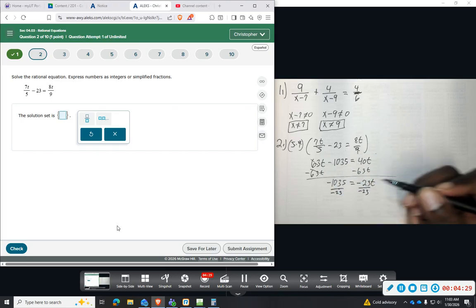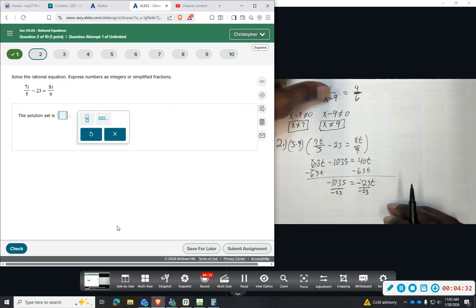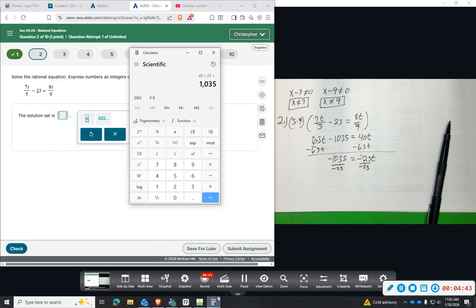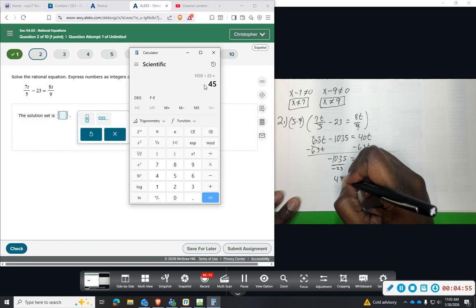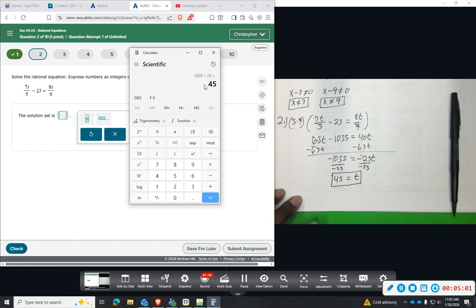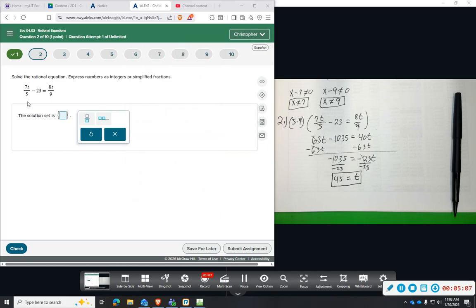Negative divided by negative is positive, and so I'll see if this will reduce. Maybe it's whole. If not, I'll just leave it in fraction form, but I do know it'll at least be positive. So we're going to try this 1,035, divide by 23, and that gives us 45. So 45, there's no restriction on this one because there's no variable in the bottom. So 45 would be our solution.